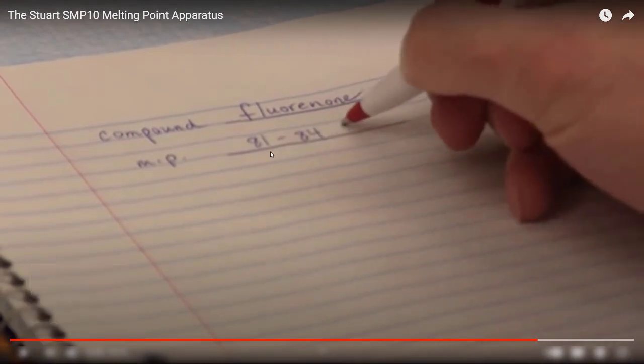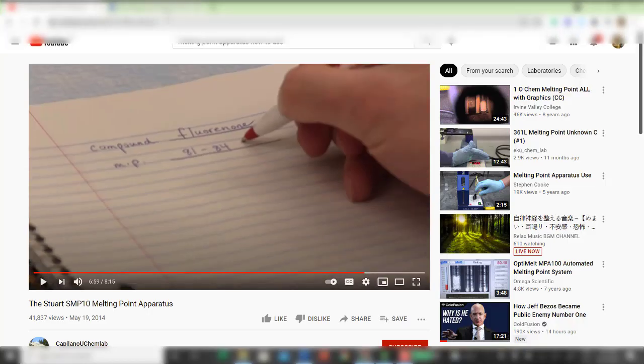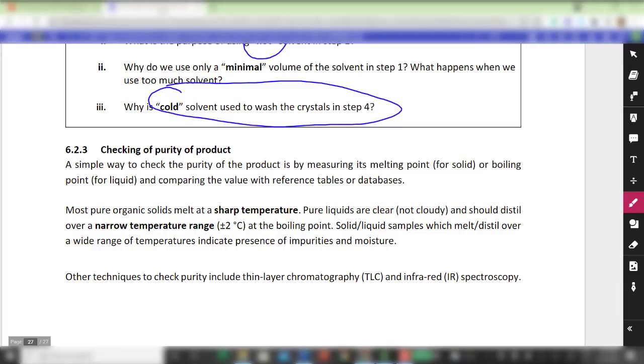Usually you will record a range. But you notice that just now he ramped it at about 2 degrees Celsius per minute. So actually that's too fast. If you do it at 1 degree Celsius per minute, then your melting point range will be narrower. The narrower it is, the better your experiment. Because why are we testing the melting point? Because we want to see how accurate our experiment is, or rather how pure our compound is.